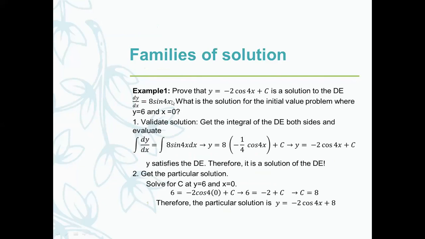Let's have this example. Prove that y equal to -2 cosine 4x plus c is a solution to the differential equation dy/dx equal to 8 sine 4x. Then it continues with the question, what is the solution for the initial value problem where y is equal to 6 and x is equal to 0? What is this? So let me just clearly say this.